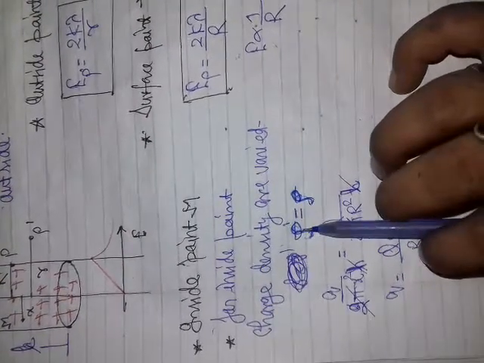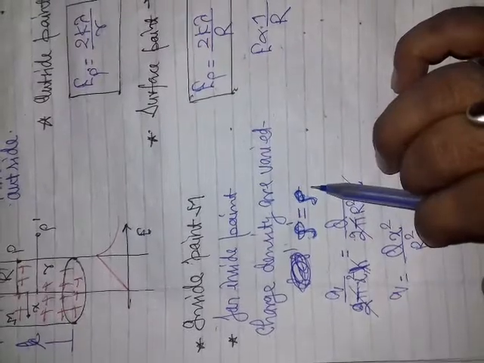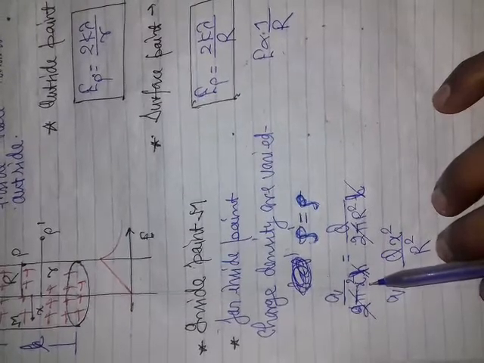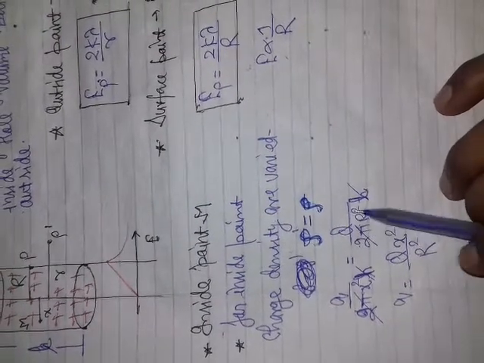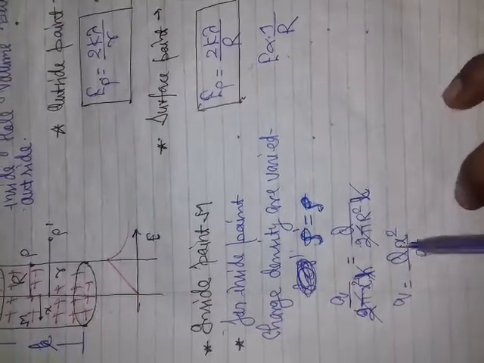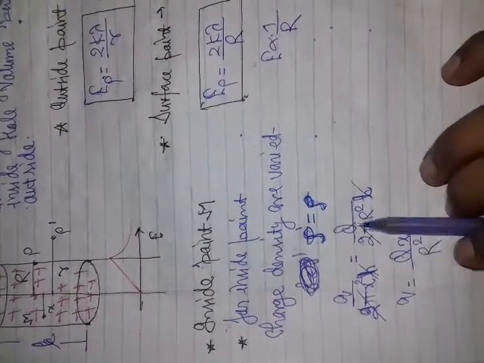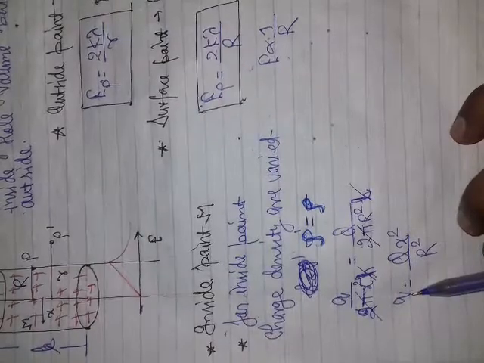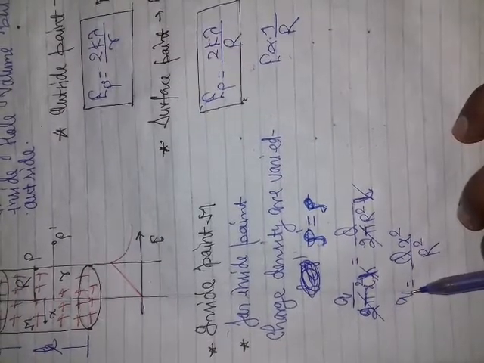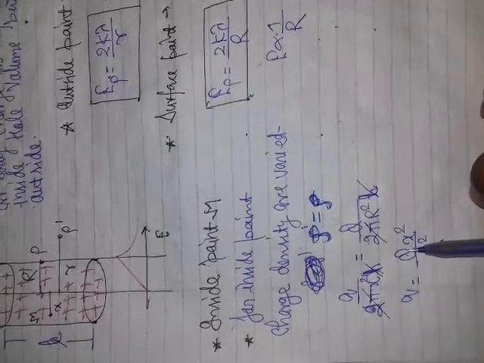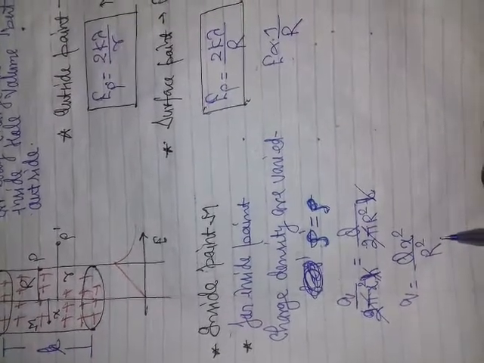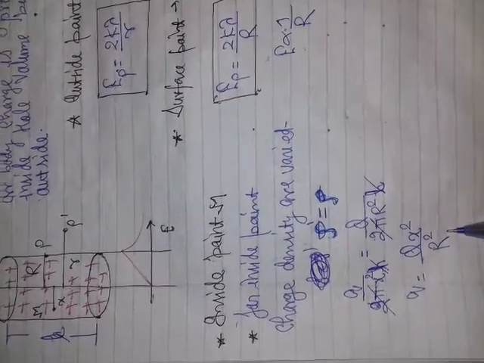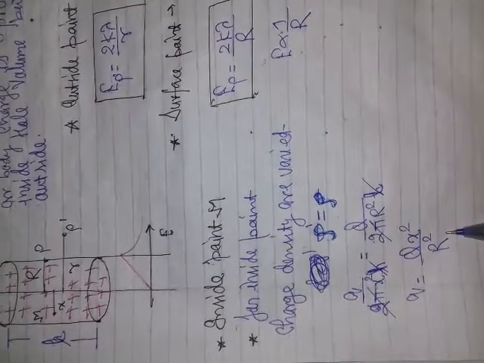So the volume charge density, initial equals final. Putting in the values, that is charge upon volume inside and volume of the cylinder, and solving the equation, we get the small charge inside at the point M as capital Q x square upon R square. After that we apply the Gaussian theorem to get the equation for the inside point.